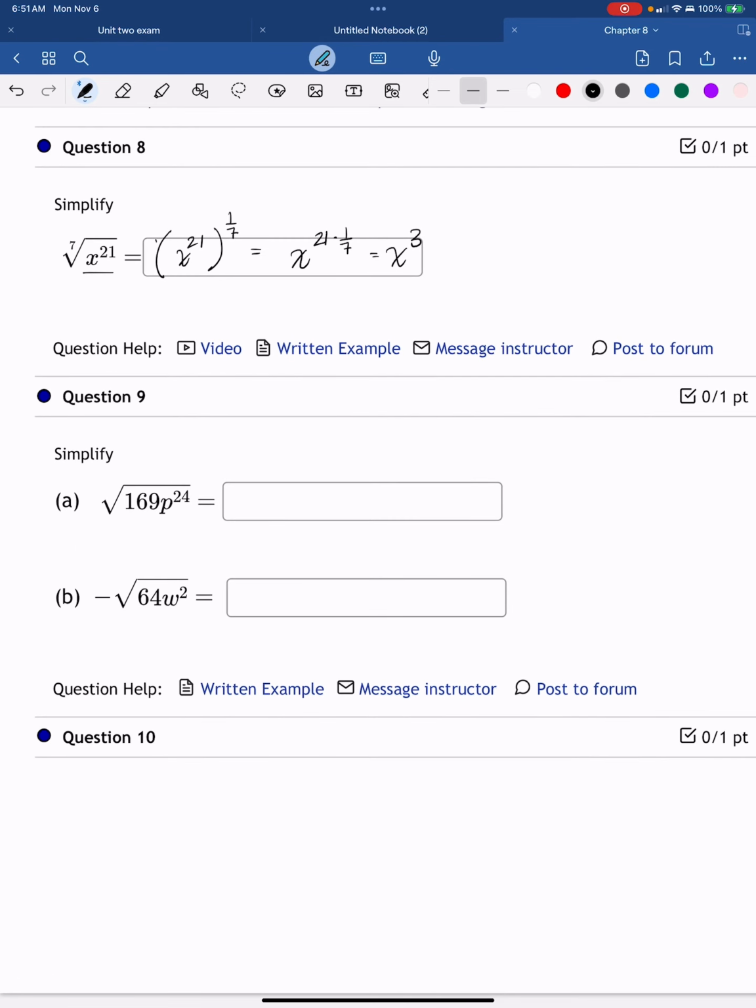169 is 13 squared and P to the 24th. And this is an implied square root. So I'm going to have 13 squared times P to the 24th, all to the 1/2 power. 13 to the 2 times 1/2, and P to the 24 times 1/2. So I'll get 13 to the 1, P to the 12th.